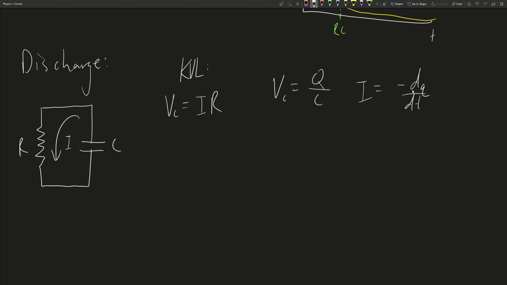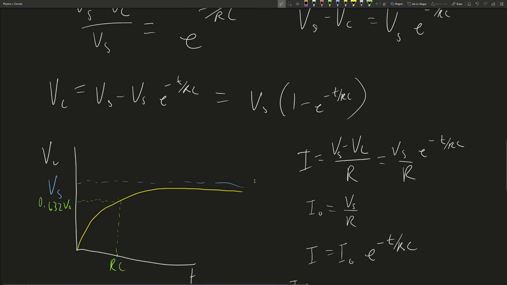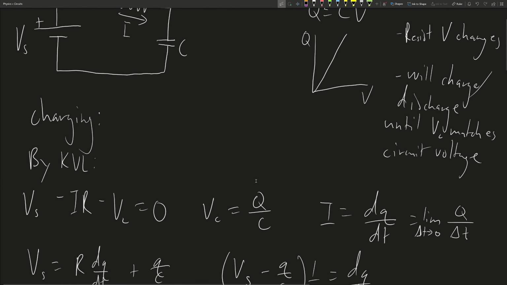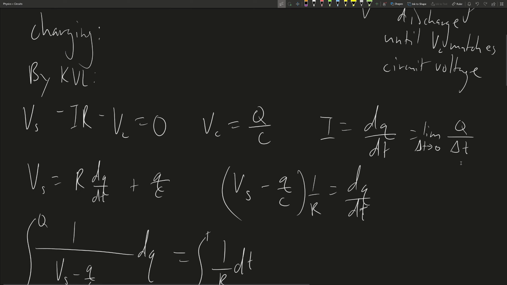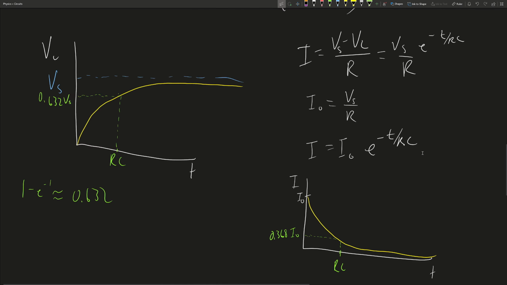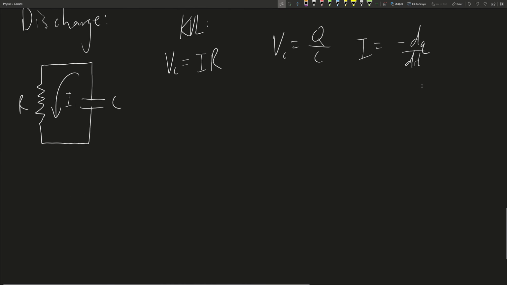Now why is this negative this time instead of positive? Well, before we were charging the capacitor, so the charge on the capacitor was increasing with time, but this time we're discharging the capacitor, so as current flows, the charge on the capacitor is going to be decreasing with time, so we have to put a negative in there.